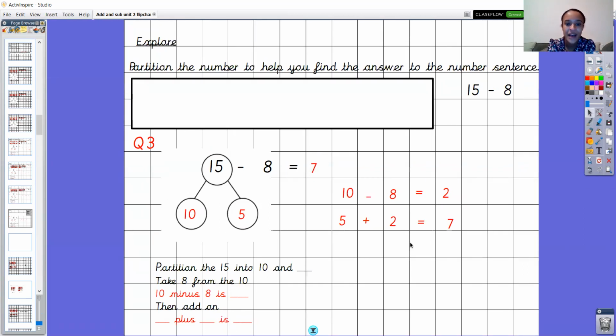Brilliant stuff, year 1. So well done to all of you. I know that's a tricky one, but I hope that having another go today has given you a little bit more confidence to have a go at partitioning the number to find out the answer to the takeaway number sentence.